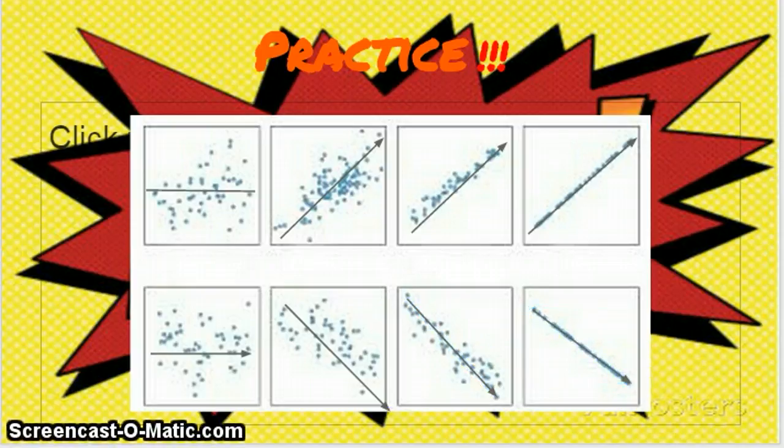So association in itself is pretty simple. It's just describing in which way the scatter plot goes in its general pattern through x and y variables.